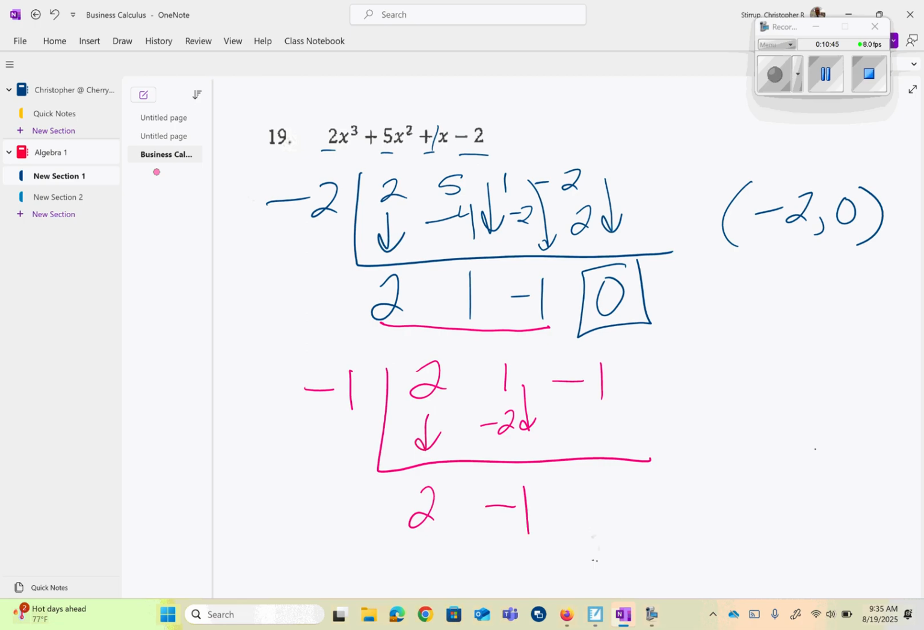That's going to give me -1. 1 times -1 is going to be +1. You add those, you get a 0. So that, again, verifies that this is a point on that graph.